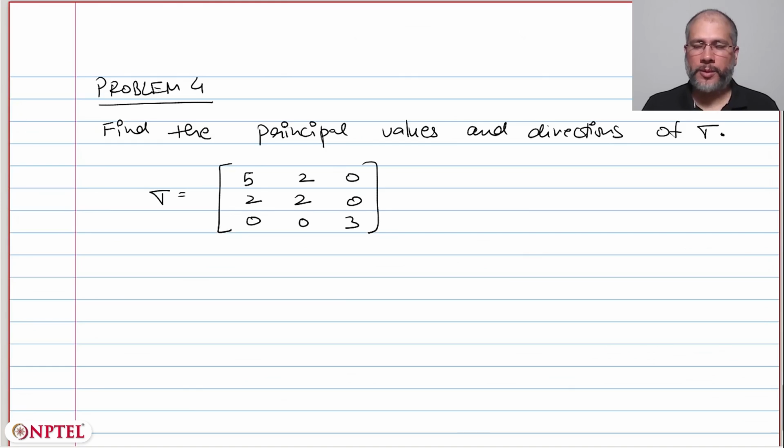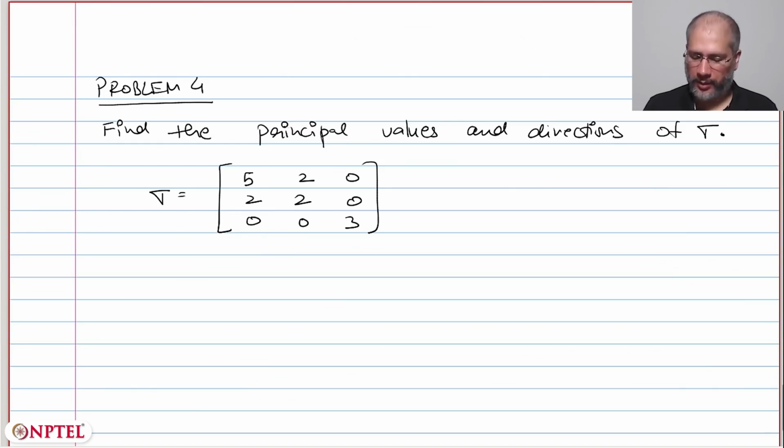Problem 4 is more numerical in nature. We have to find the principal values and directions of sigma, which is given as this matrix representation. Now we can see that this is symmetric and also real valued. So we expect that the three eigendirections are going to be mutually perpendicular to each other. So let's start solving this problem.